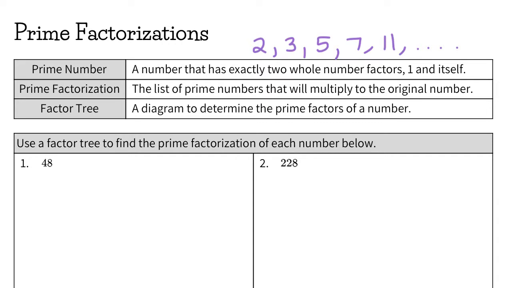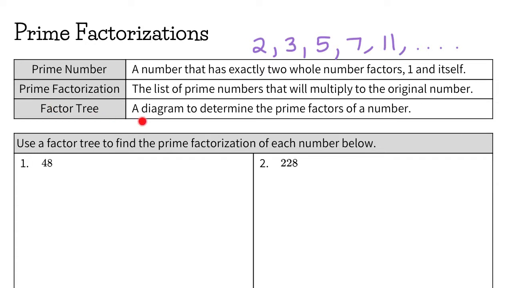Our second definition is, what is a prime factorization? So the prime factorization of a number is the list of prime numbers that will multiply to the original number. So in words, it's kind of weird, but once we do the examples, I promise you'll see what I mean.